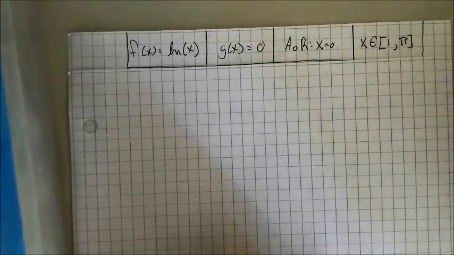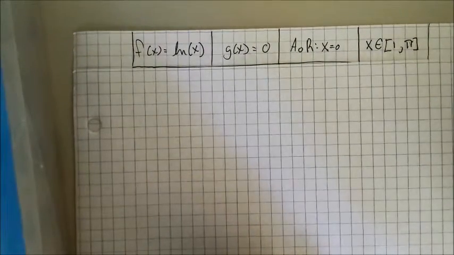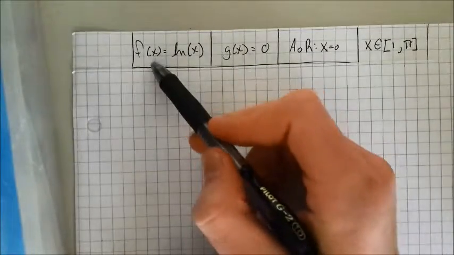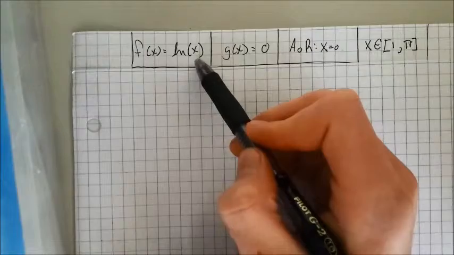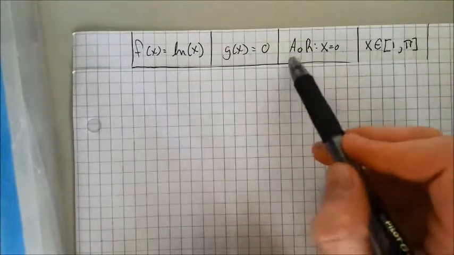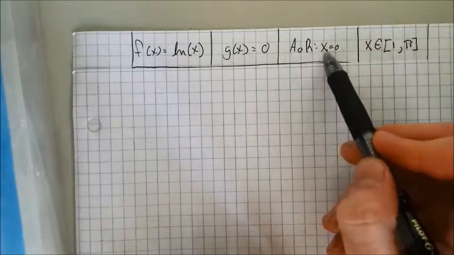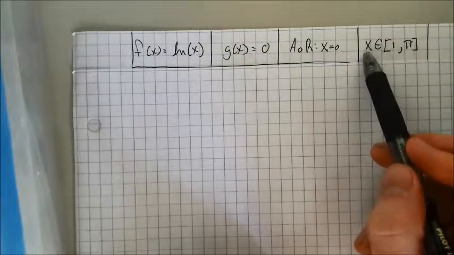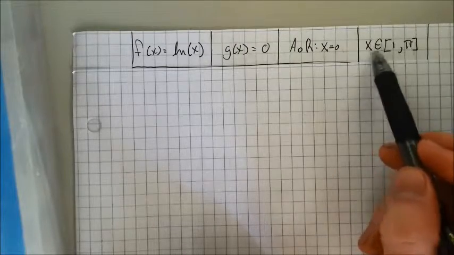So in this problem, we're tasked with finding the volume of a solid of revolution given the following. We're given the function f of x, which is the natural logarithm of x, the function g of x, which is 0, and this is just the x-axis, and then our axis of revolution is x equals 0, which is just the y-axis. And we're also given a domain for x, in that x is a member between 1 and pi inclusive.